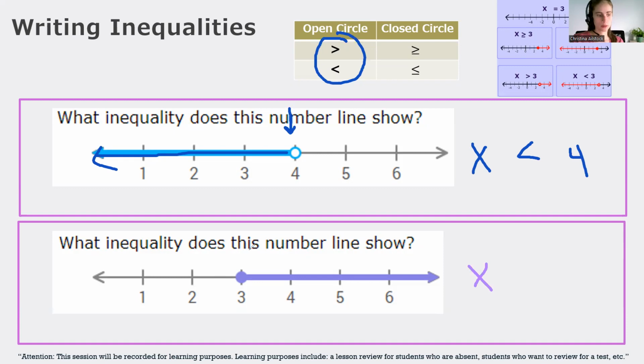For our second one here, we have our variable and then the number that our graph is on. It's on the number 3. It's a closed circle, meaning it's either going to be greater than or equal to or less than or equal to. Because it is going to the right, that's where the larger numbers are, or the greater than numbers. So x is greater than or equal to 3.